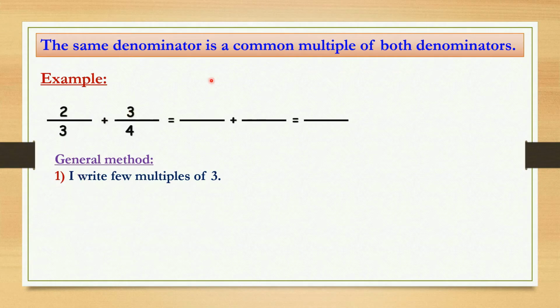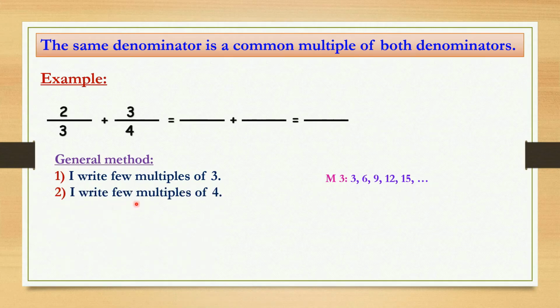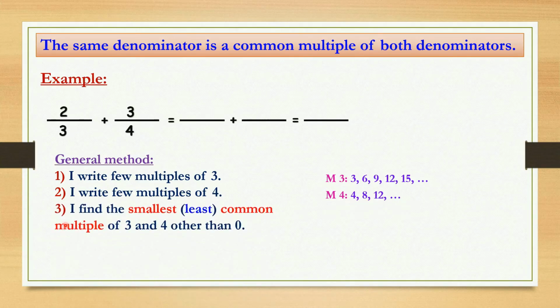To find the common multiple of both denominators, first we write a few multiples of 3, the first denominator. I wrote the first 5 multiples of 3: 3, 6, 9, 12, 15, and it goes on. Then I write a few multiples of 4. I wrote the first 3 multiples of 4: 4, 8, 12. I find the smallest or least common multiple of 3 and 4 other than 0.